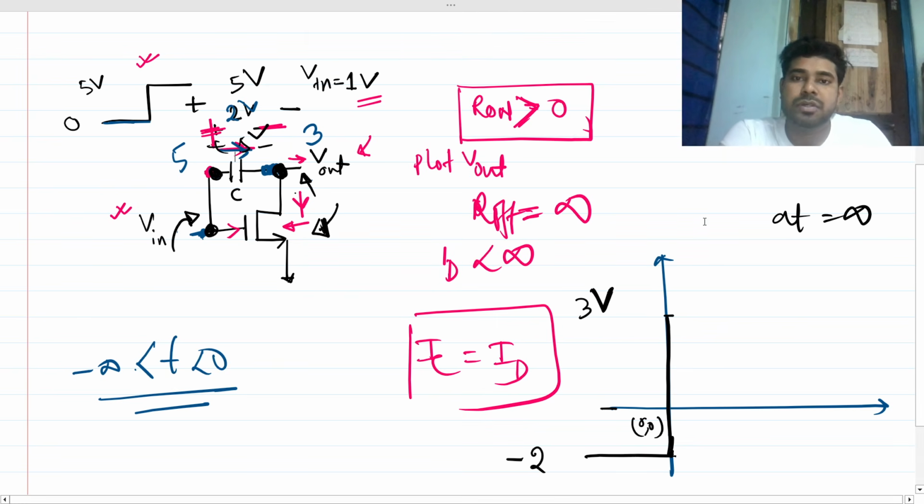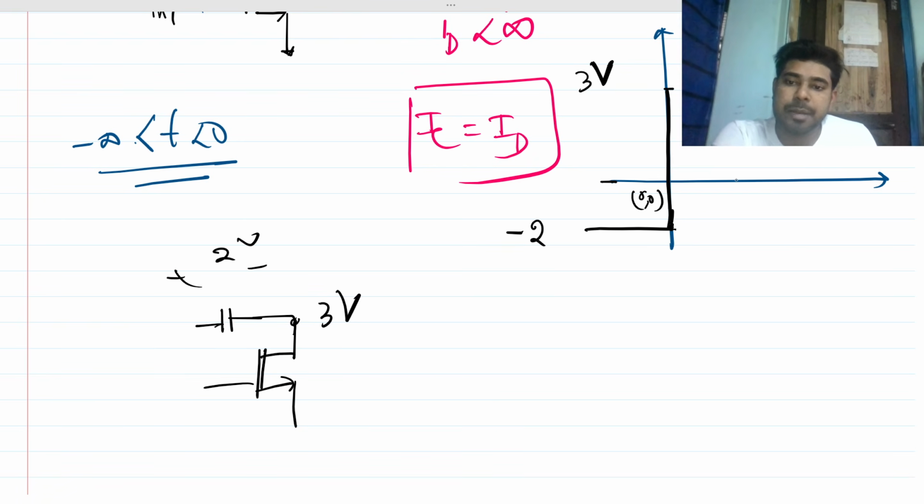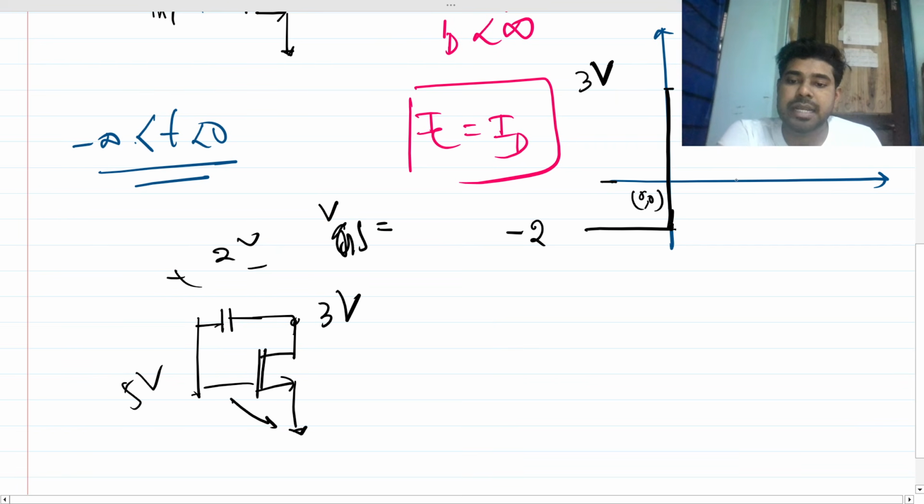Okay, I am drawing the circuit again. So it is 3 volt here. Across the capacitor, it is having 2 volt, that is happy, and here you have 5 volt. Okay, now what is the region? So what is your VGS here? Capital VGS, it will be this voltage, right? And this is 5 volt.